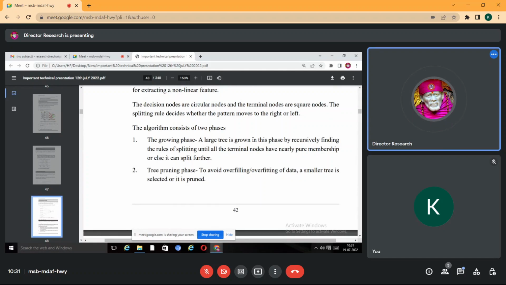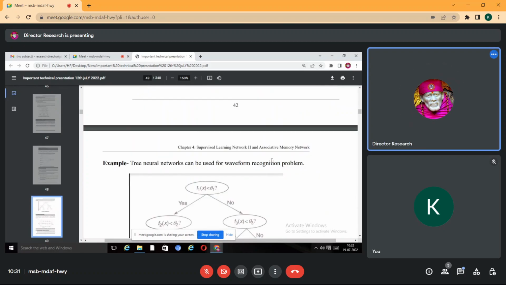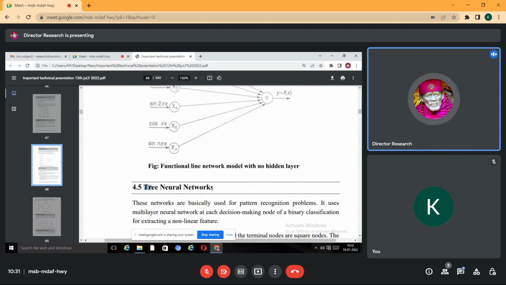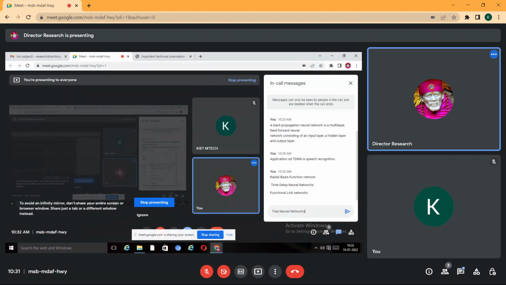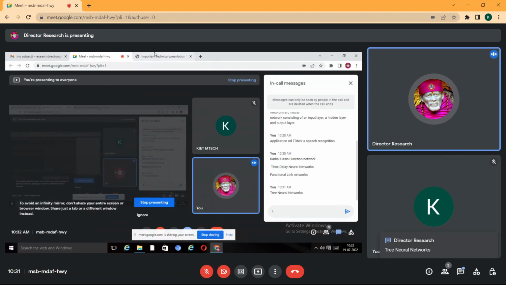The growing phase: a large tree is grown in this phase by recursively finding the rules of splitting until all terminal nodes have nearly pure membership, or else it can be split further. Then the tree pruning phase, to avoid overfitting: a smaller tree is selected, or it is pruned. Okay, this is the tree neural networks concept.